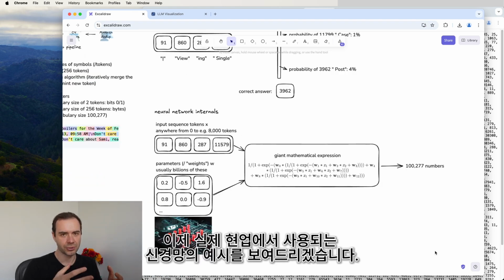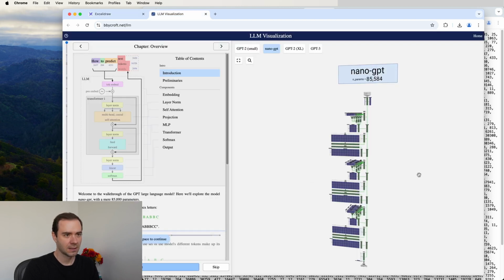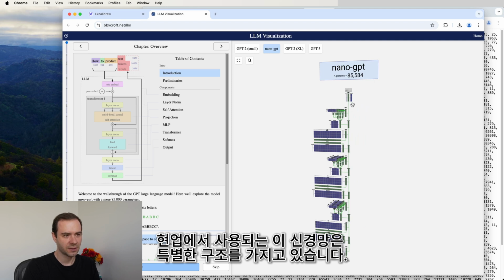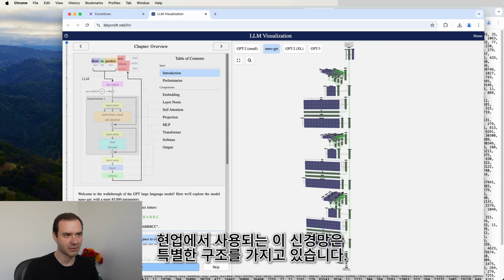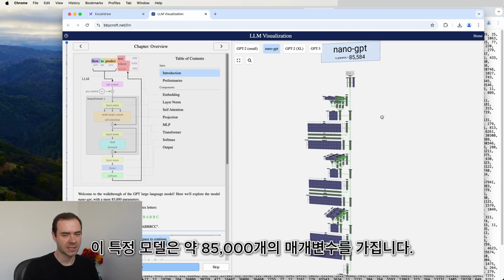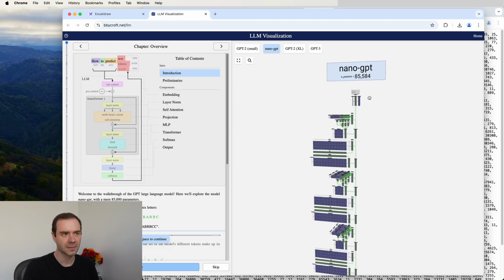Now, I would like to show you an actual production-grade example of what these neural networks look like. For that, I encourage you to go to this website that has a very nice visualization of one of these networks. So this is what you will find on this website. And this neural network here that is used in production settings has this special kind of structure. This network is called the transformer. And this particular one, as an example, has roughly 85,000 parameters.